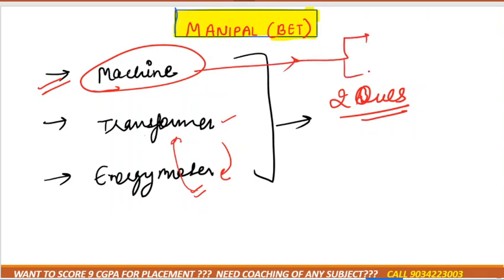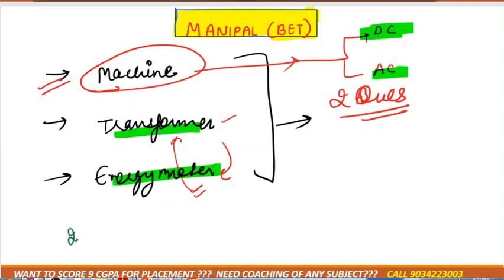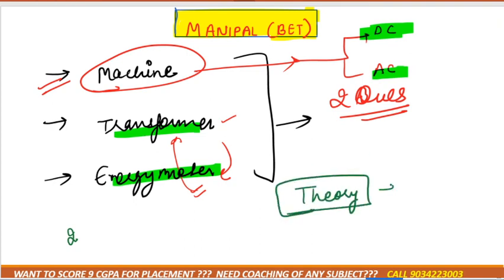Okay. And as I told you, either they can give you the DC machine or they can give you the AC machine. So in total, we'll have four questions only: DC, AC, transformer, and energy meter. So from those four questions, two questions will definitely come. Understood? And most of the time they'll give you the theory part only. Very rarely have they given numericals. So it's very scoring for you and it is the only option to get a full pass. Right?